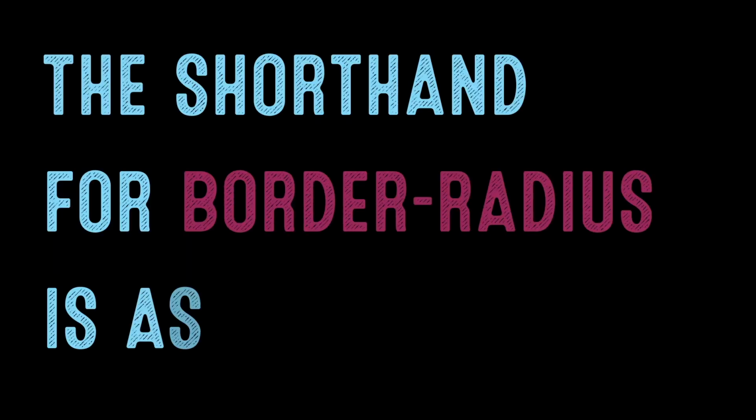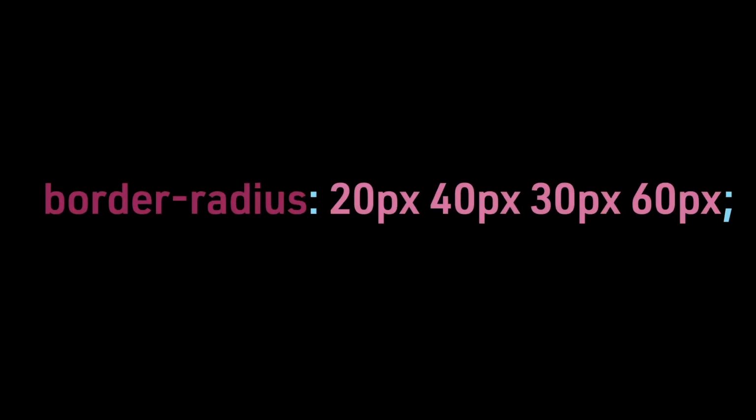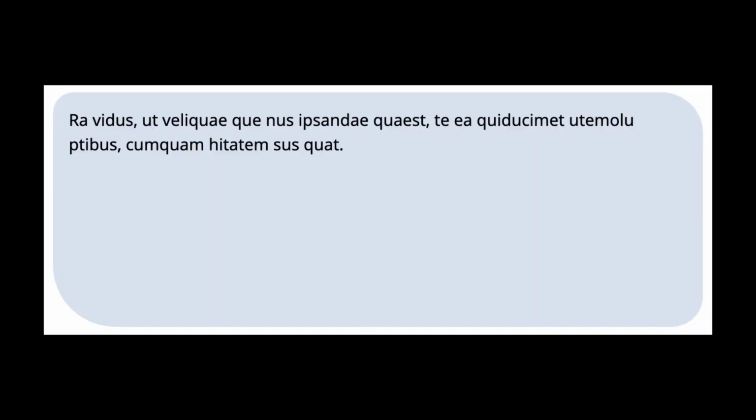The shorthand for border radius is as follows: top left, top right, bottom right, and bottom left. Here is an example. Border radius, 20 pixels, 40 pixels, 30 pixels, 60 pixels. This is how the code would display.